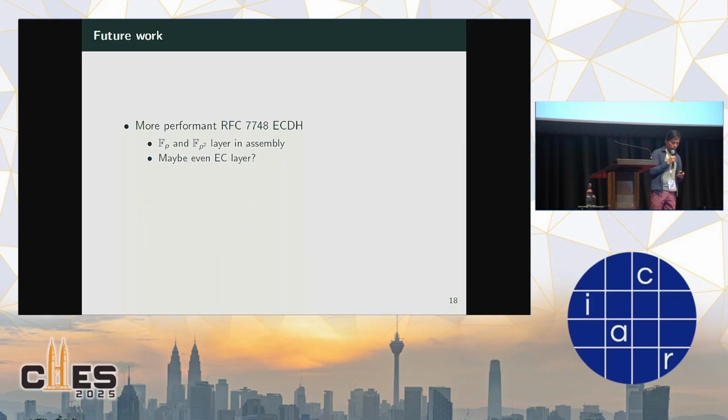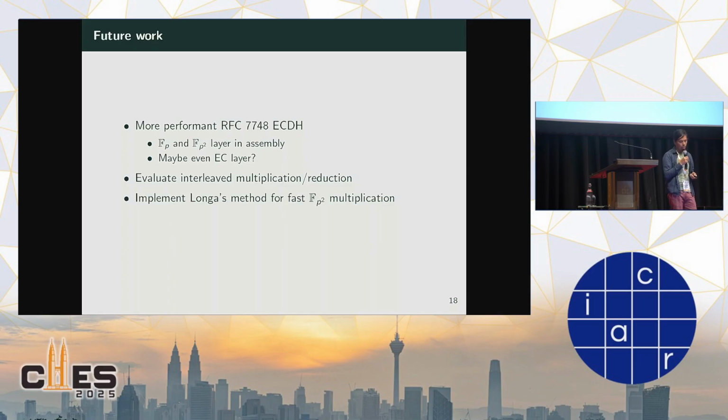So as future work, what we identified is that maybe instead of just focusing more on SkiSign, we can also go back to the RFC 7748, and we can maybe apply the same trick as we did with SkiSign. We can merge the two layers into assembly. Again, this kind of goes against the original idea, which was to have something that requires almost no maintenance to produce new code. We can even go further and also apply the same assembly tweaking on the elliptic curve layer. Maybe also we can take a look at different multiplication strategies like the interleave multiplication or reduction.